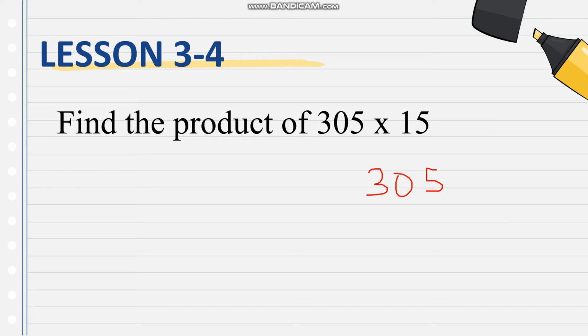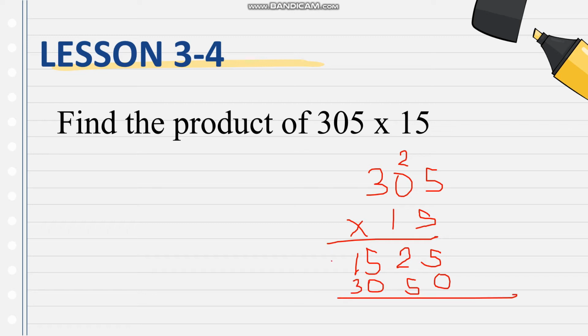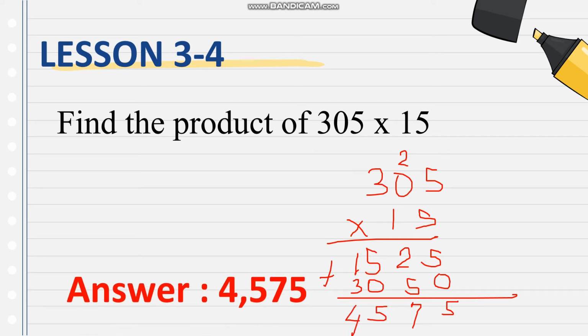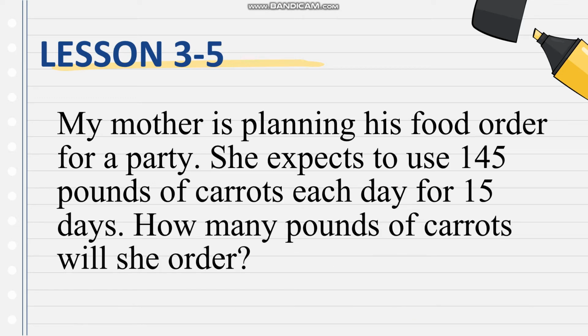So 305 multiplied by 15. 5 times 5 is 25, regroup 2. 5 times 0 is 0 plus 2 is 2. 5 times 3 is 15. Then we need to put 0. 1 times 5 is 5. 1 times 0 is 0. And 1 times 3 is 3. Then let's add. 5 plus 0 is 5. 2 plus 5 is 7. 5 plus 0 is 5, then 1 plus 3 is 4, so the answer is 4,575.